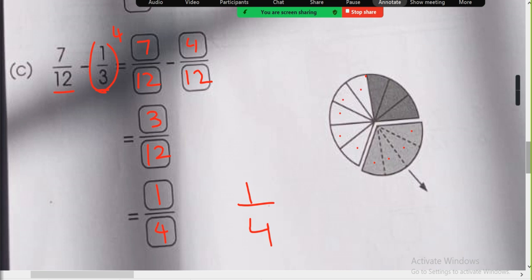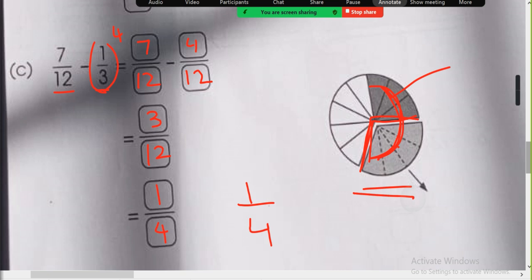1, 2, 3, 4, 5, 6, 7, 8, 9, 10, 11, 12. There are 12. Let me clear the board. Colored. They are left with 1 quarter. That is, they actually have only these shapes, and out of these shapes they are left with 1 quarter.